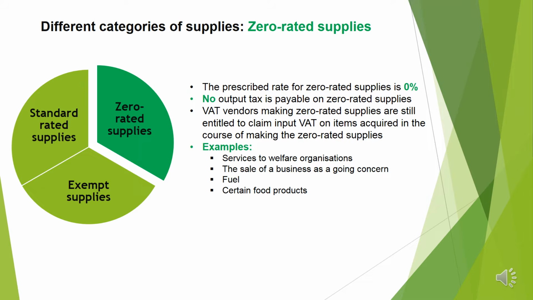The prescribed tax rate for zero-rated supplies is 0%. This means that no output tax is payable to SARS on these items, but registered VAT vendors are still entitled to claim VAT input on goods and services acquired in the course of providing zero-rated supplies. Services to welfare organizations, the sale of a business as a going concern, fuel, and certain food products are examples of zero-rated items.